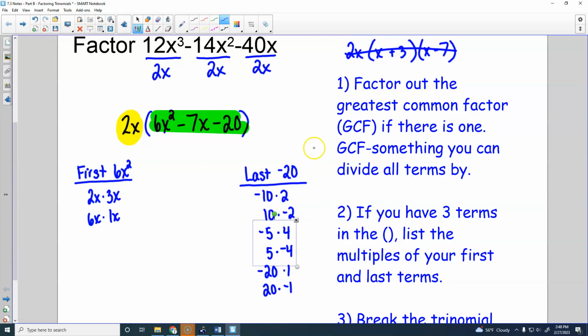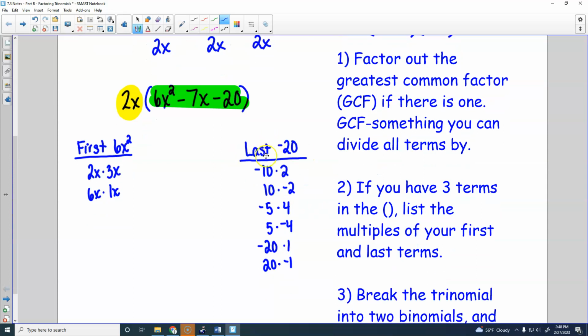A lot of times when I list, I don't list the negatives separately. I just know in my head I can switch them, but you can if you want. Is that everything? I think so. All right, that's all you can multiply together to get 20.